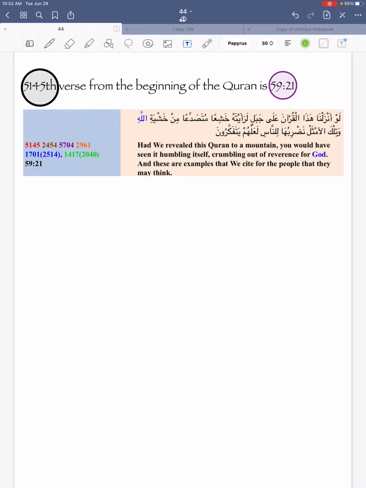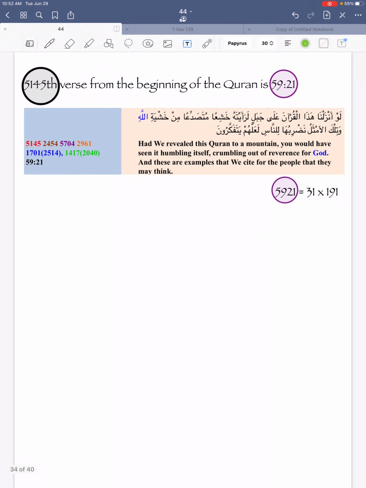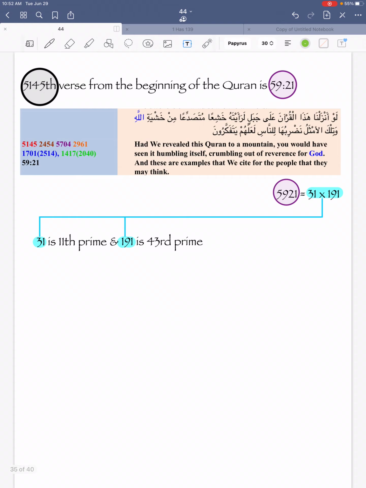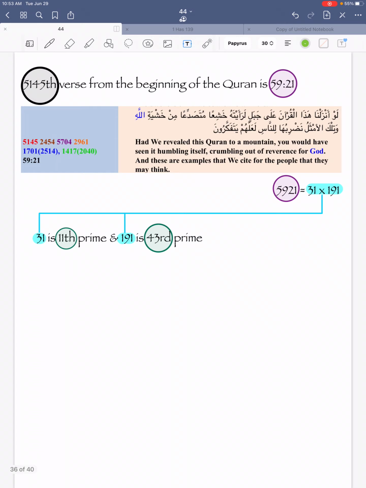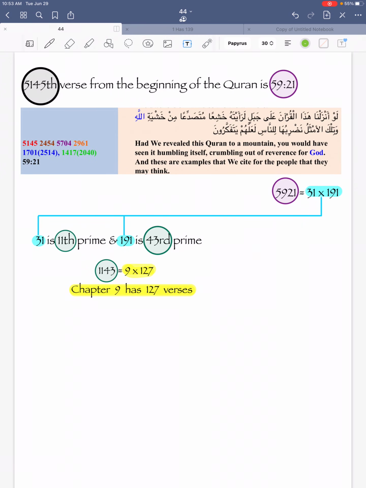Let's take a look at number 5921. 5921 equals 31 times 191. As you can see, 5921 generated 2 other numbers, 31 and 191. And 31 is the 11th prime, and 191 is the 43rd prime. Those 2 numbers, the 31 and 191, generated 2 other numbers, 11 and 43. And we know that 1143 is equal to 9 times 127, meaning chapter 9 has 127 verses and not 129.